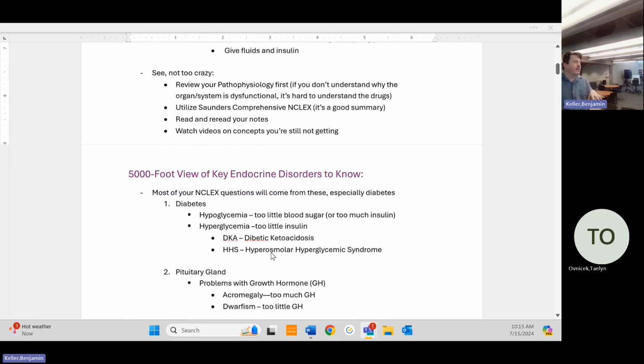So what we're going to take a look at today is diabetes, and I'm going to do the 5,000-foot view of the key endocrine disorders that you need to know to do well in your pharmacology class. Most of your NCLEX questions will come from these, especially diabetes. You need to know diabetes really well because a lot of people have diabetes and pre-diabetes in this country. So it's a high yield topic. You want to spend some extra time on it here, and you'll be getting it again in Med-Surg as well.